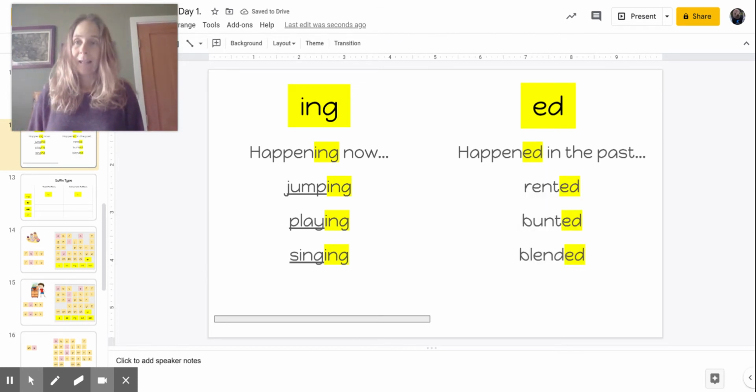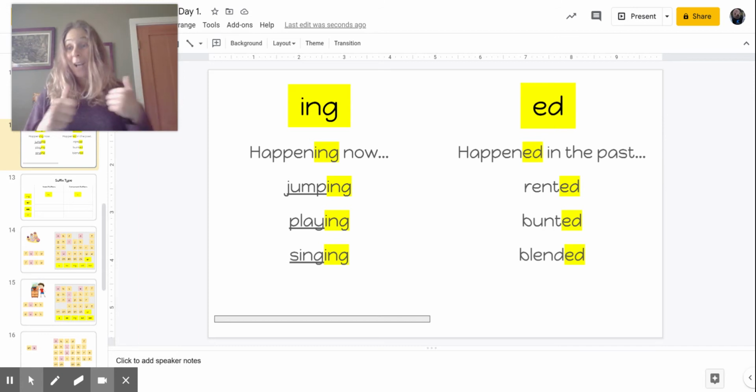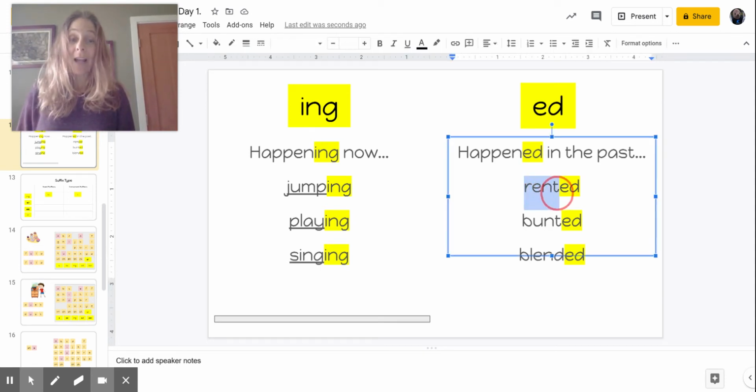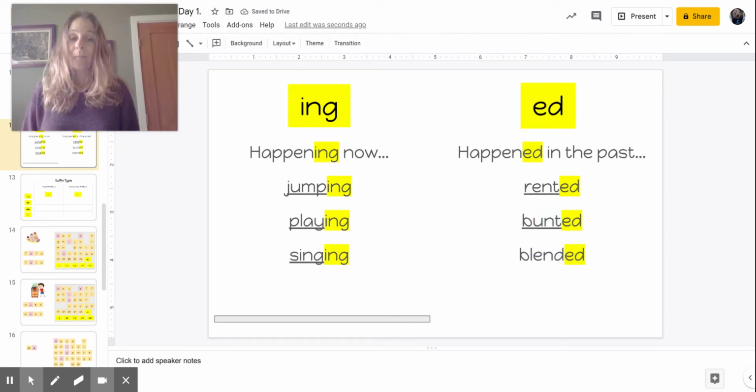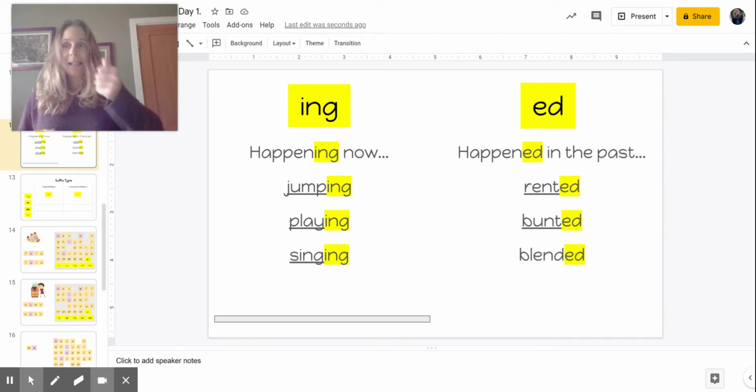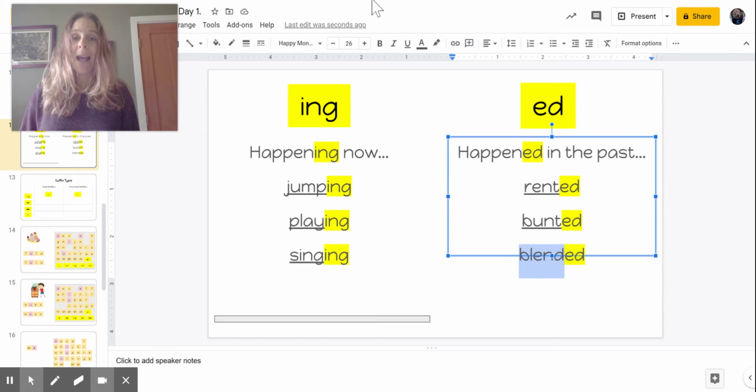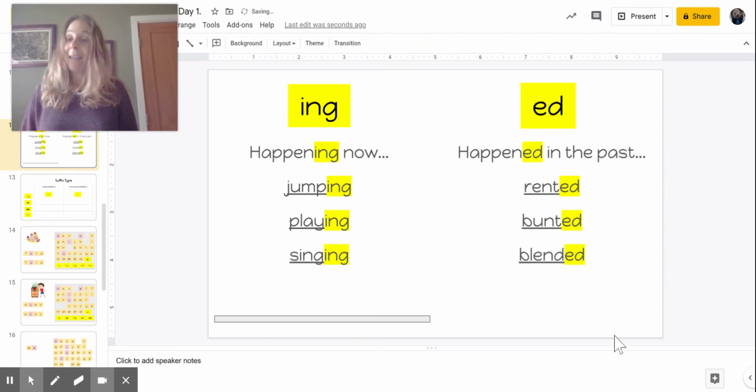And here are our words. Rented. So I rented a house yesterday. That means I rented it in the past. I bunted the ball. If I'm playing baseball, I bunted the ball in the game yesterday and we won. So I get to add ed to my base word bunt. Now let's look at this one. Blended. I blended the smoothie for my breakfast. My base word is blend, and then I add my ed suffix like that.